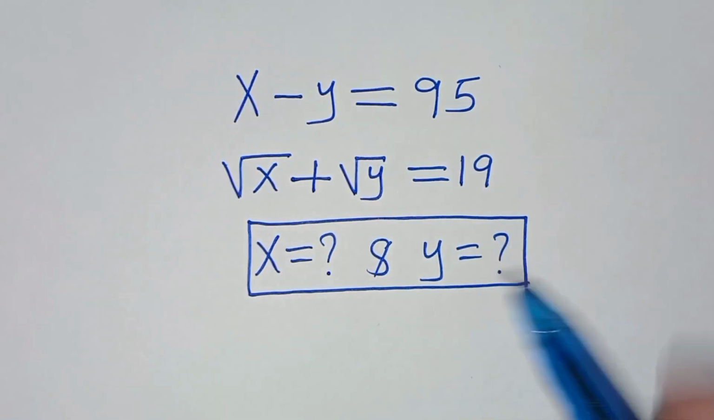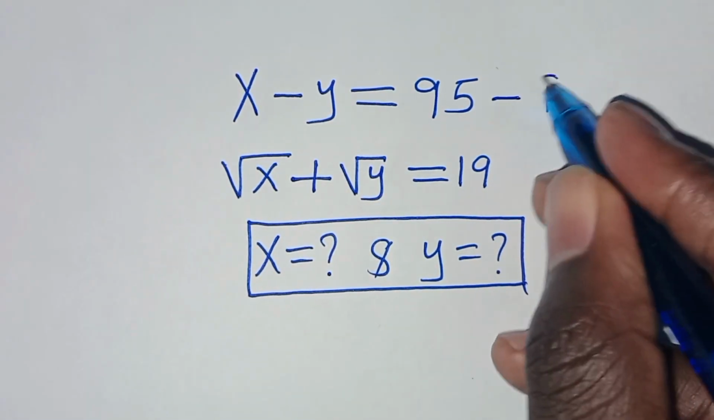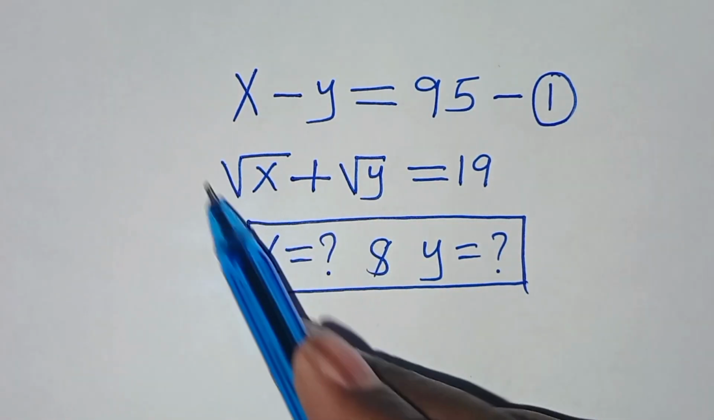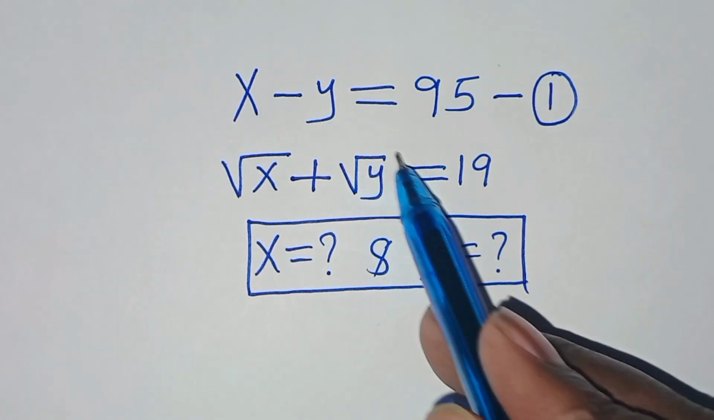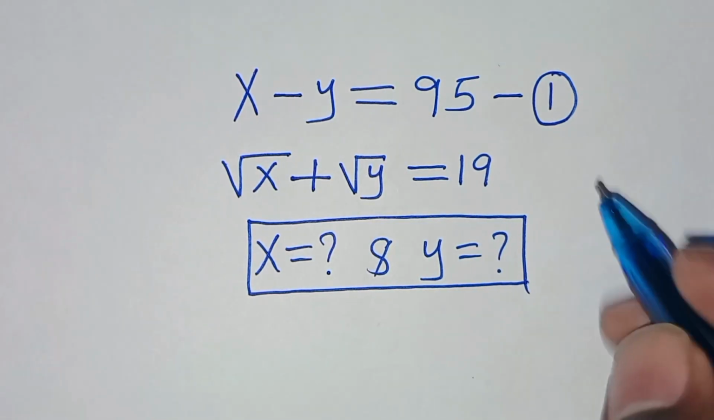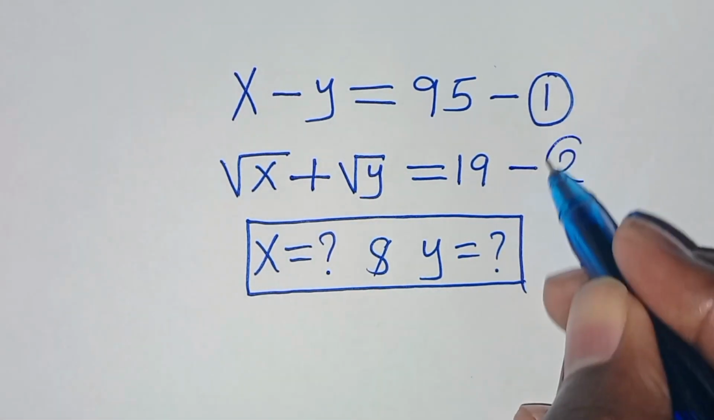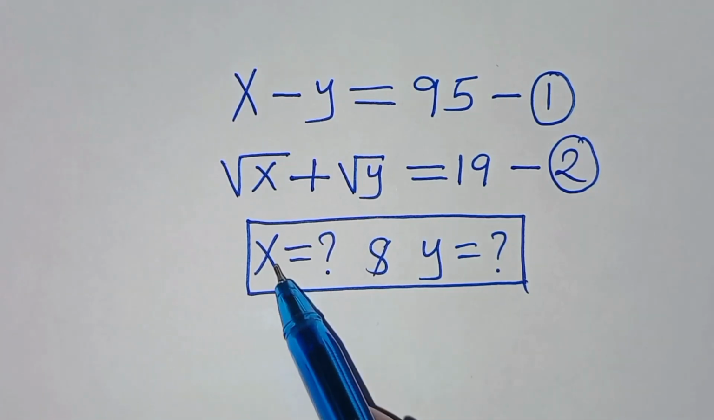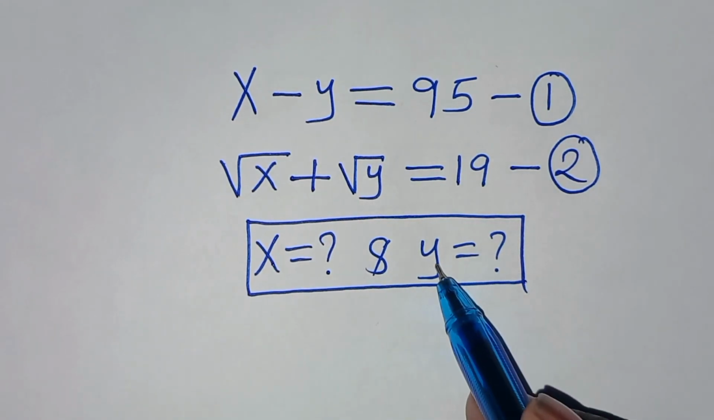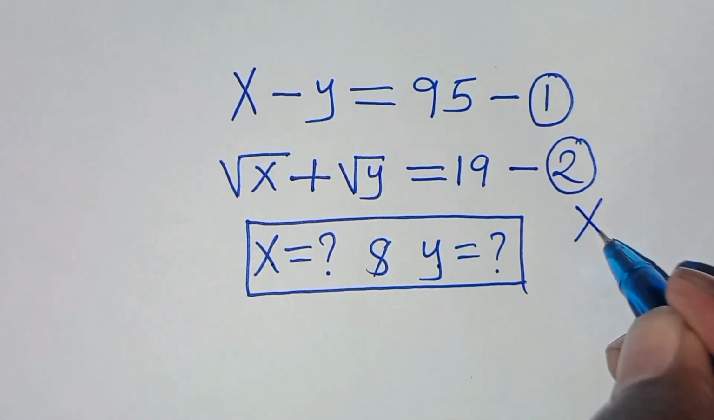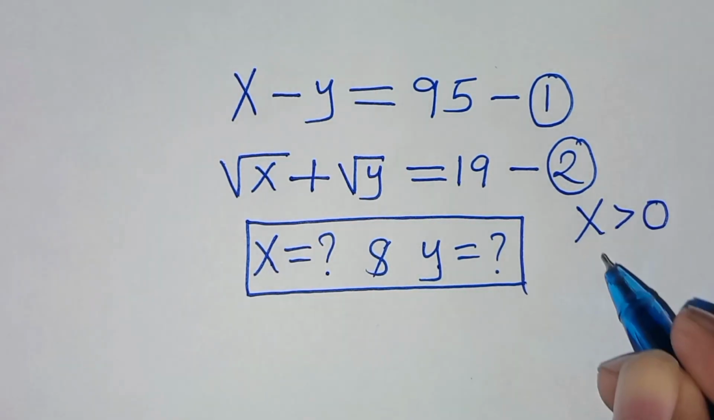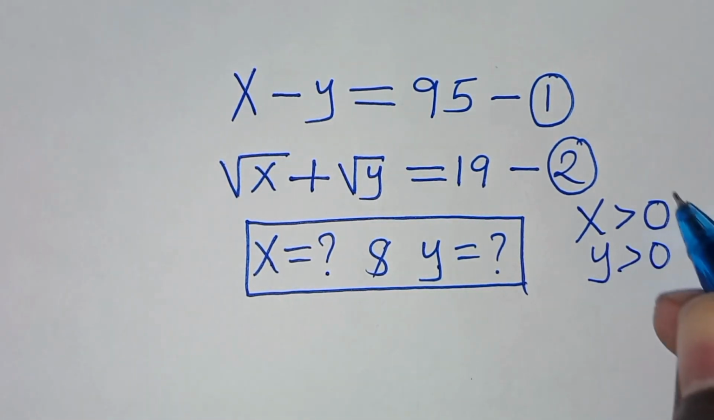x minus y is equal to 95. Let's call this equation 1. And square root of x plus square root of y is equal to 19. Let's call this equation 2. What is the value of x and what is the value of y? Given that x is greater than 0 and y is also greater than 0.